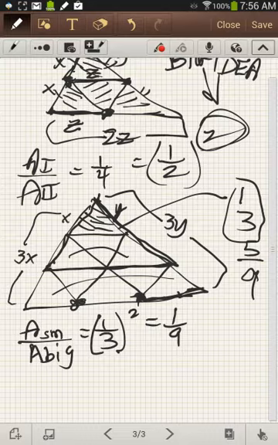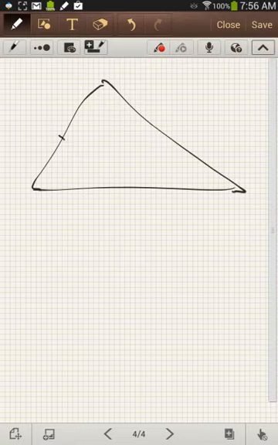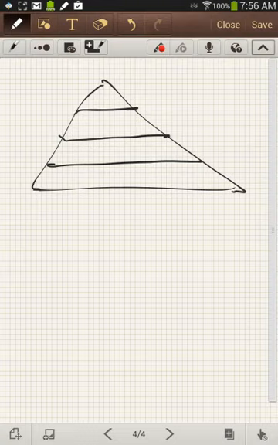Let's go on. Do one more of these. We'll do a quadrisection. Divide each side into 4 equal parts. We'll bisect and then bisect again and again. And again, we could do that to the base.